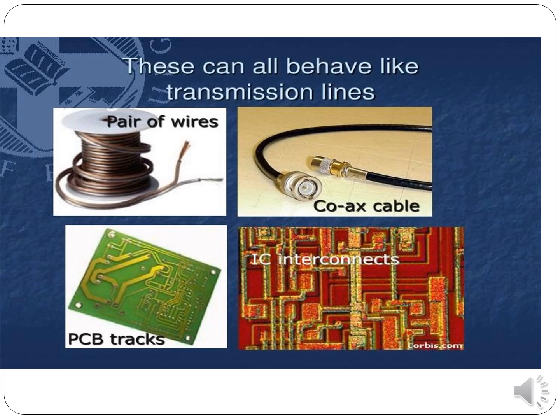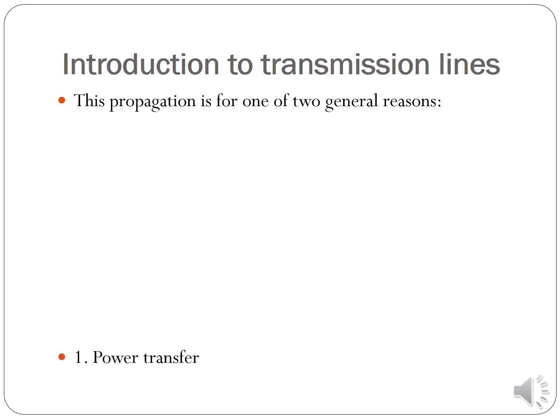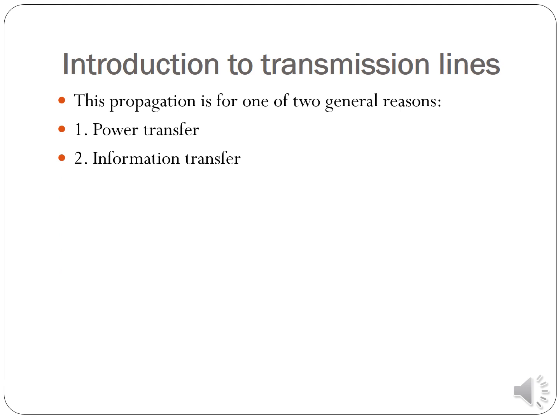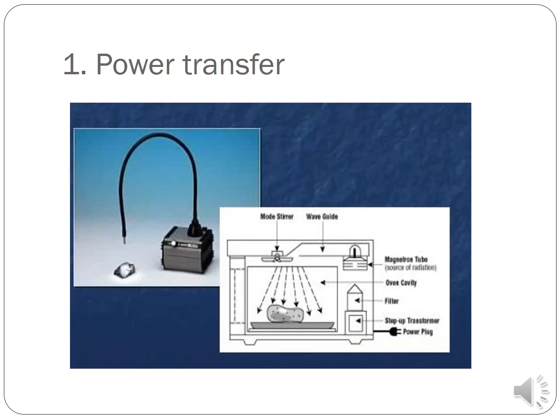There are many types of transmission line: coaxial cable, twisted pair cable, parallel wire, and IC interconnect. This propagation is for one of two reasons. One is power transfer, another is information transfer. Power transfer is the process of transferring the power from one point to another.